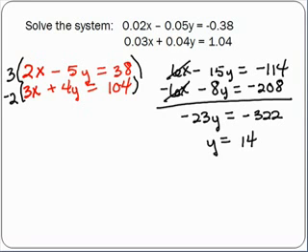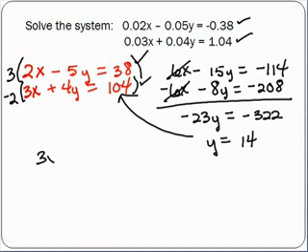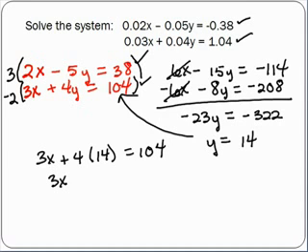So now we can substitute it in. You can go back to either one of your original 2 equations, or you can go back to one of these 2 also. Okay, so let's substitute the 14, maybe just back in this one right here. So we need 3x plus 4 times our 14. 4 times 14: 4 times 10 is 40, 4 times 4 is 16, 40 plus 16 is 56.